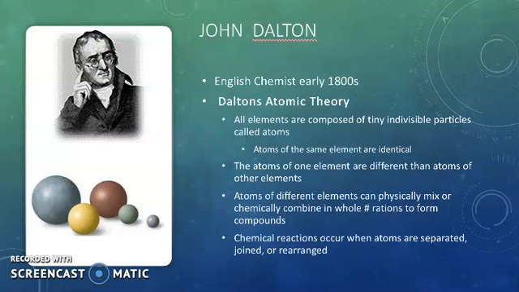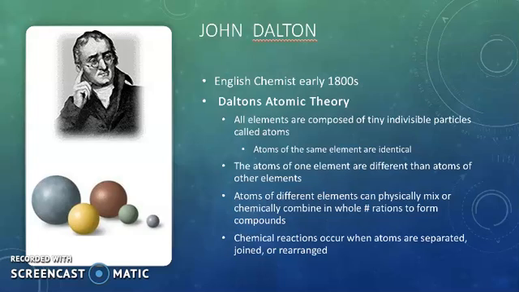Way later, John Dalton came along, an English chemist in the early 1800s, and created Dalton's atomic theory. In Dalton's atomic theory, he said that all elements are composed of tiny, indivisible particles called atoms, and atoms of the same element are identical. The atoms of one element are different than the atoms of other elements. This gray one here might be a carbon atom. This yellow one might be my lithium atom, might be my hydrogen and helium, and maybe my nitrogen atoms.